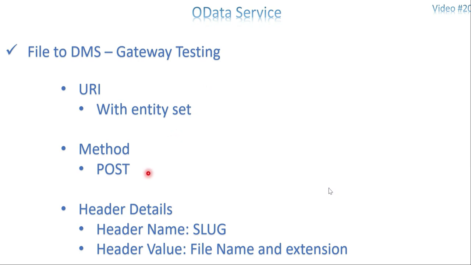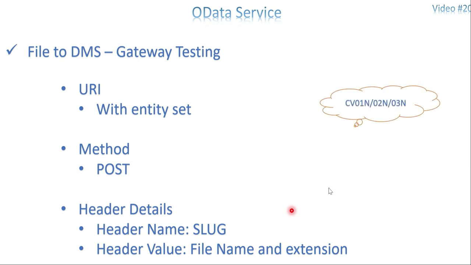The method is going to be the POST method, and then the header details. With a POST method, you have to give whatever information you want. And one more thing you have to add is the file you want to upload. The header name is going to be slug, which is one of the import parameters of your create stream method. And for the header value, just give the file name and extension, whatever name you want. So these are the things needed for the testing purpose.